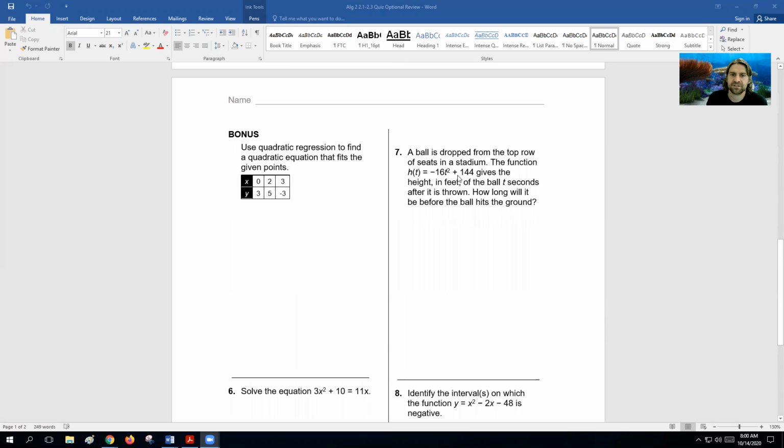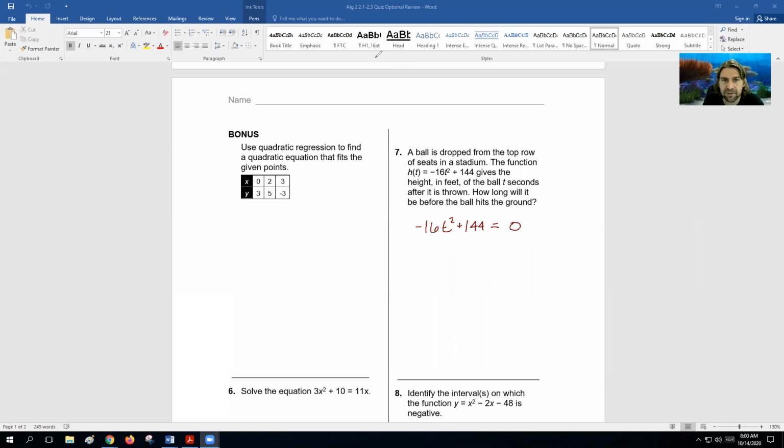A ball is dropped from the top row of the stadium seats. The function gives the height in feet of the ball. How long will it be before the ball hits the ground? If we want to figure out when the ball will hit the ground, we're going to make this equation, the height equation, equal to 0, because that's when it hits the ground. If I want to know when the height is 100, I'd make this equal 100. Or if I want to know when it's 6 feet off the ground, I make it equal to 6. But when I want to know when it hits the ground, the height would be 0. So I'm going to make that equation equal to 0.